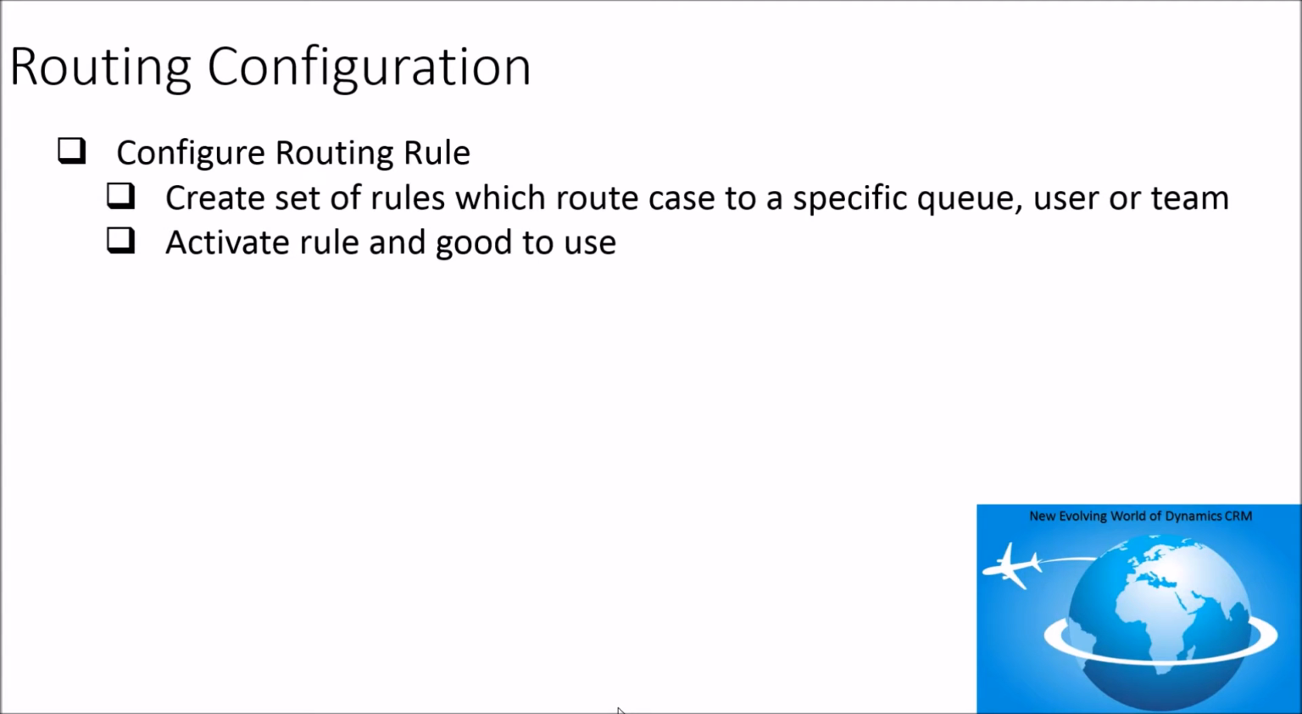Then you define a set of rules in which you put certain conditions, and on that condition you route it to a queue, user, or team. You can route it to only three directions: queue, user, or team. And then you activate the rule, and you're good to go. You can simply start using the routing. So it's pretty simple.